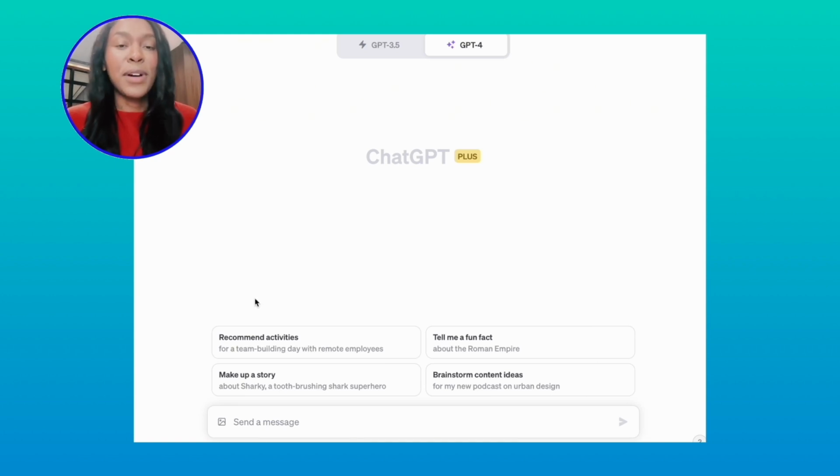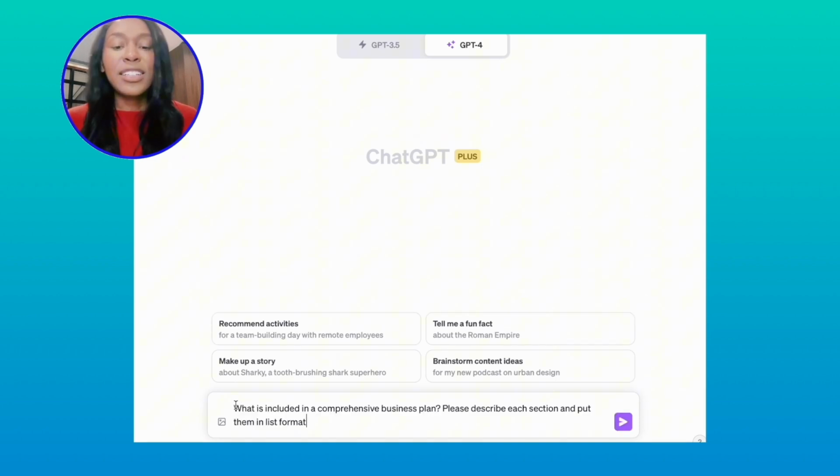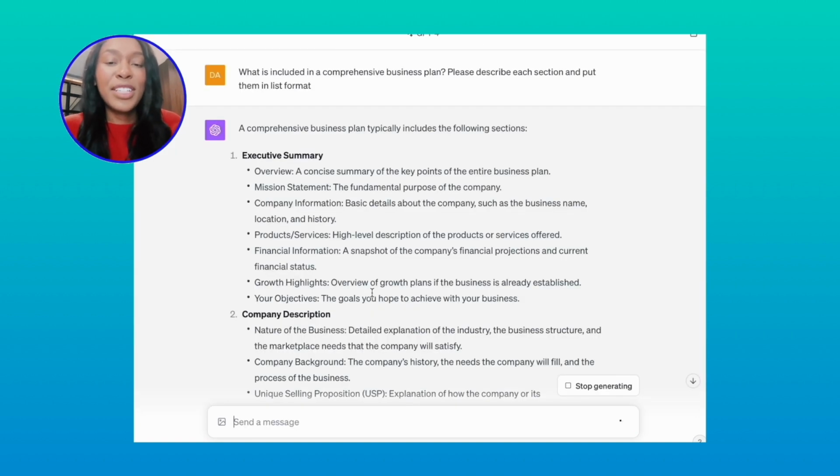Let's get into the first prompt when it comes to our business plans. What is included in a comprehensive business plan? Please describe each section and put them in a list format. ChatGPT is doing a great job of describing each section and giving bullet points that go into more detail. For the first section, we have the executive summary.